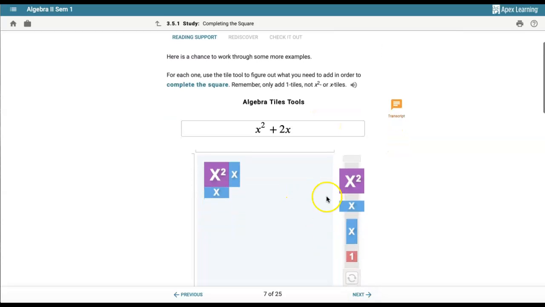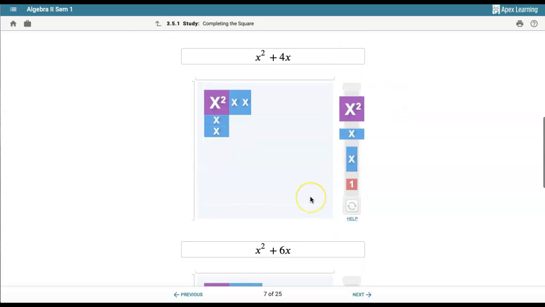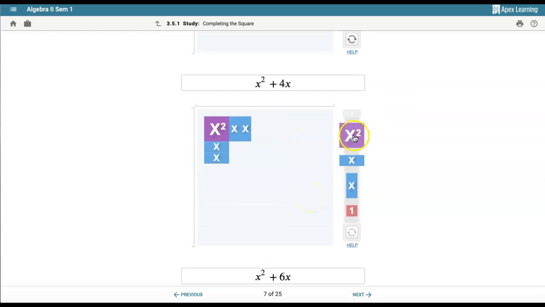Same thing here for the algebraic tile tools. All right, so there, I completed the square. And when I completed the square, it's like saying x plus 1 multiplied by x plus 1, right? That's what this little shape is looking like here. All right. Same thing if you go down here.